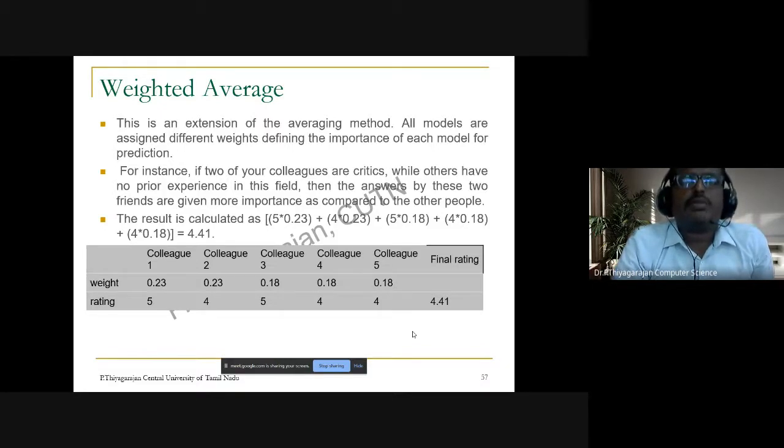Because they are already experts in movie rating, those people's remarks or review marks should be considered more seriously than those of people who do not have expertise in that area. So in those circumstances, you have to use a weighted average.